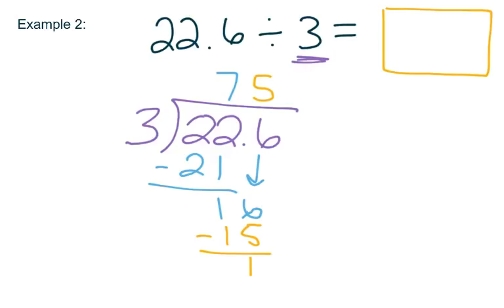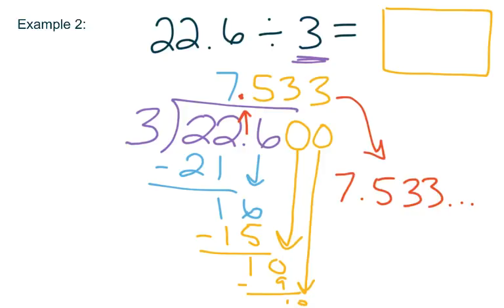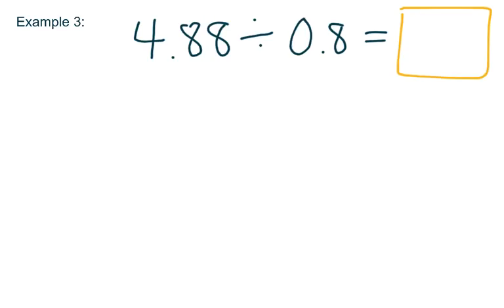I'm going to pause for a second because I forgot a very important step, which is bringing up my decimal point into my answer. So remember to bring your decimal point up into your answer. And now I'm going to continue by adding zeros until I either find that my decimal is a repeating decimal or it ends, making it a terminating decimal. As you can see with this problem, my answer or my quotient is actually a repeating decimal. So that means that my final answer would be 7.53 repeating.